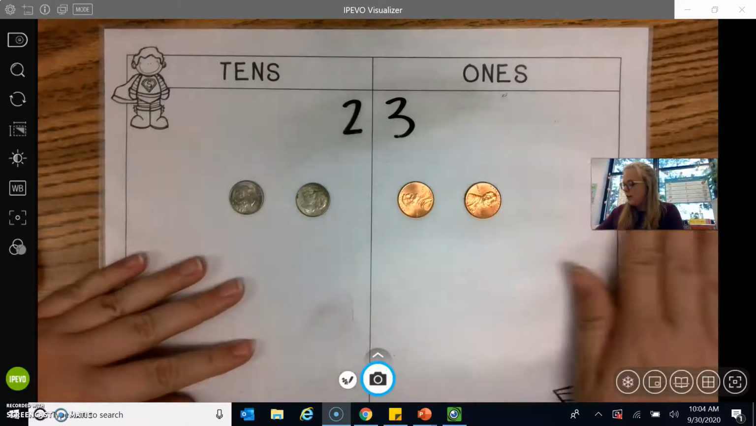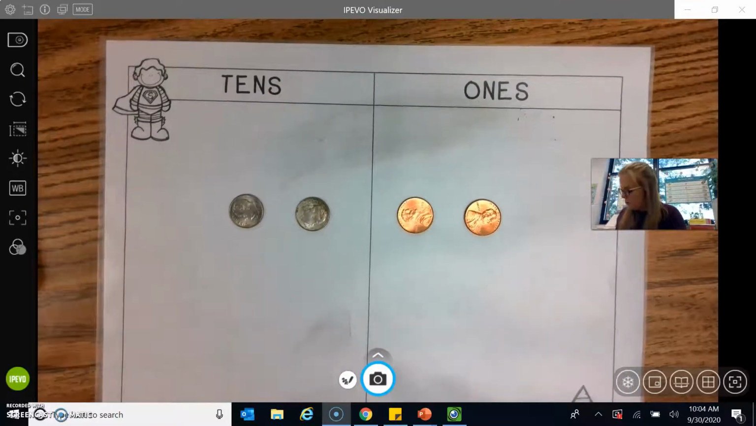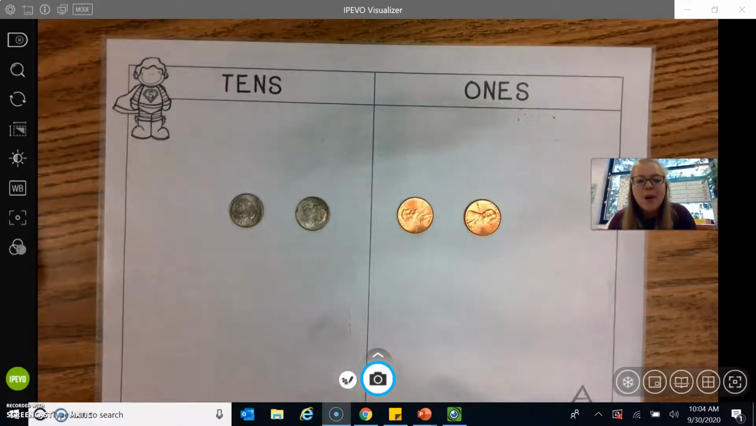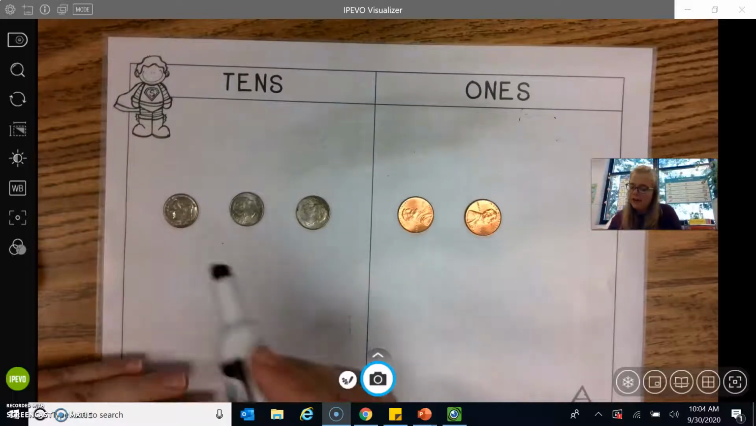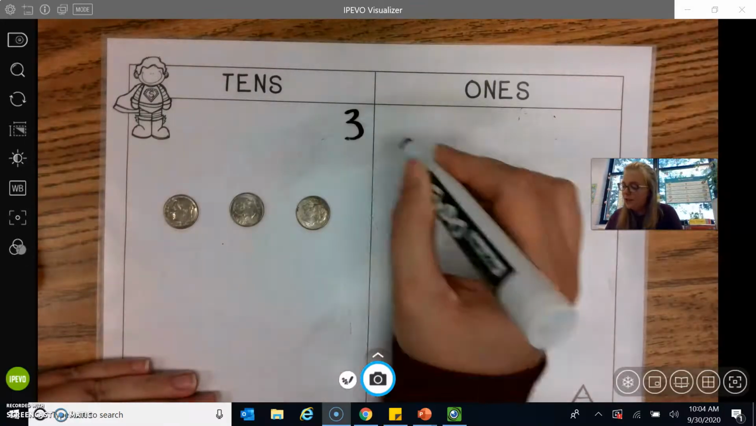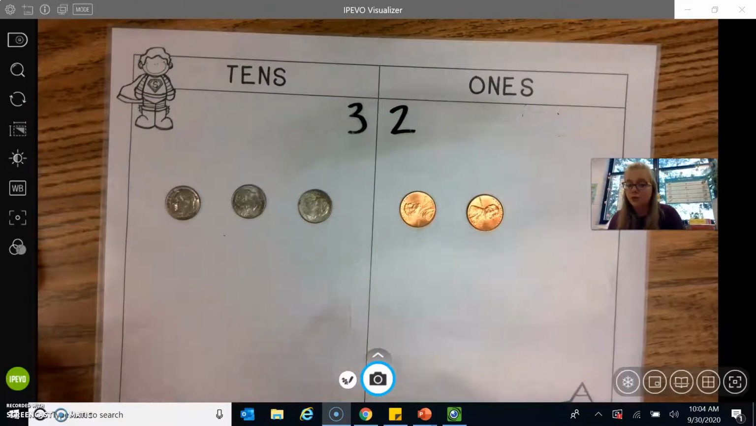Alright, let's go back to 22 one more time. What is 10 more than 22? 10 more. I'm going to add a group of 10 because I want 10 more. And now I have 3 groups of 10 and 2 ones. That's the number 32. Okay?